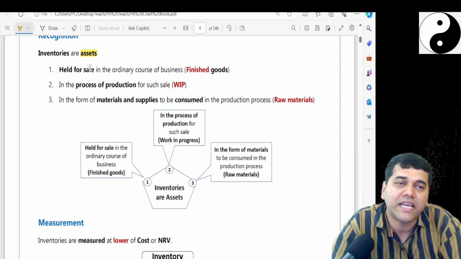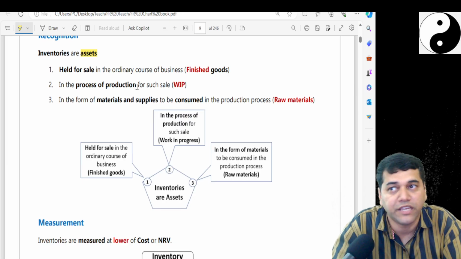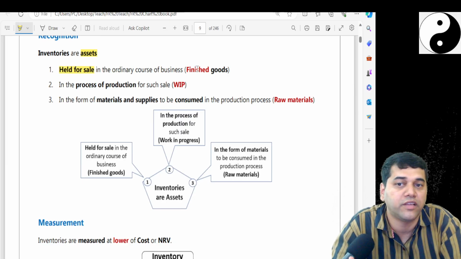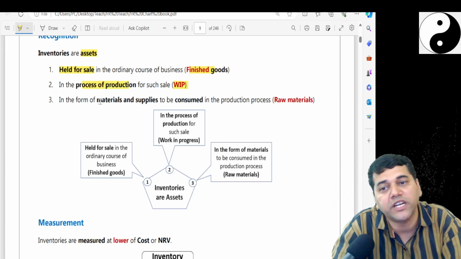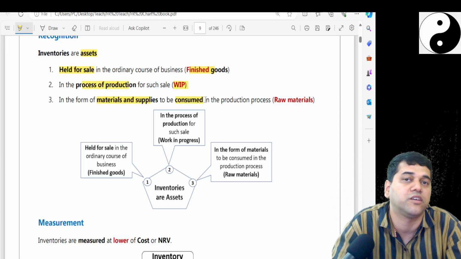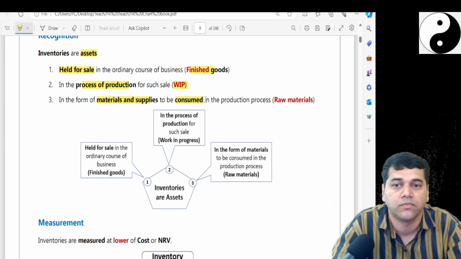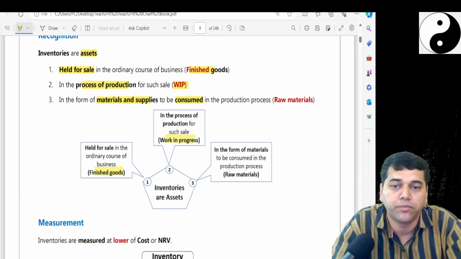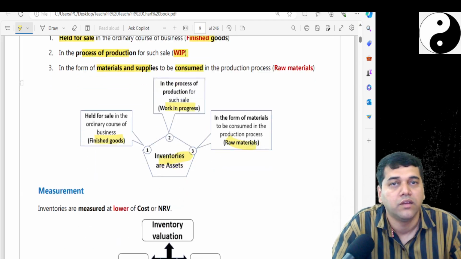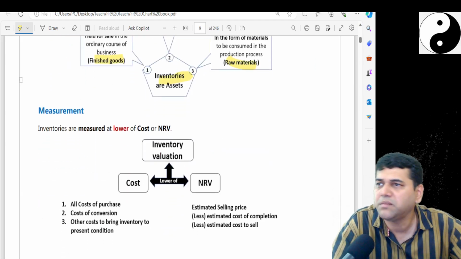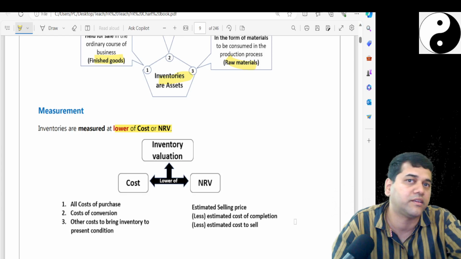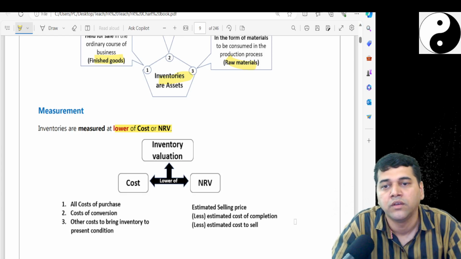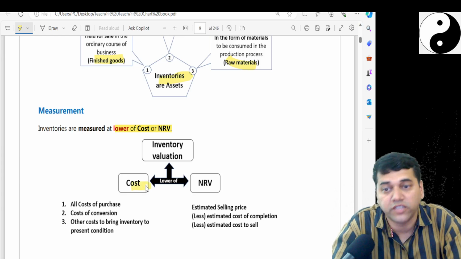So inventory can be an asset which can have 3 forms. One, held for sale, which is your FG. Process of production, which is WIP, or it can be raw material and supplies which are consumed in the process of production. So it can be FG, WIP, raw material inventory. How do you measure the inventory? Simple, standard, generic rule: lower of cost or NRV, because it is a current asset that cannot be valued at more than NRV. Now, the question comes, what is cost?